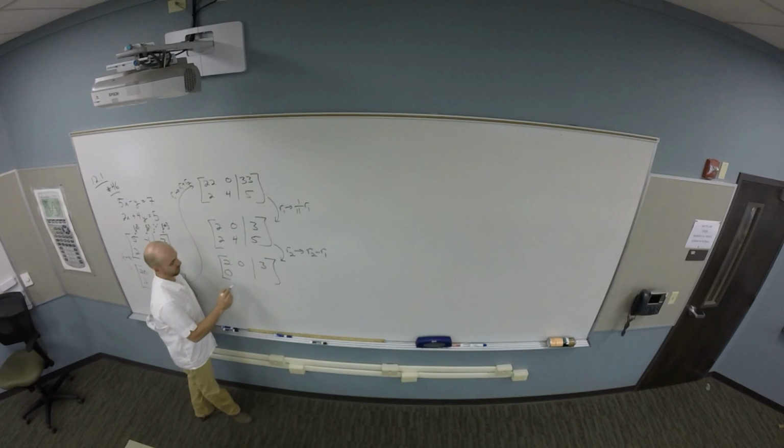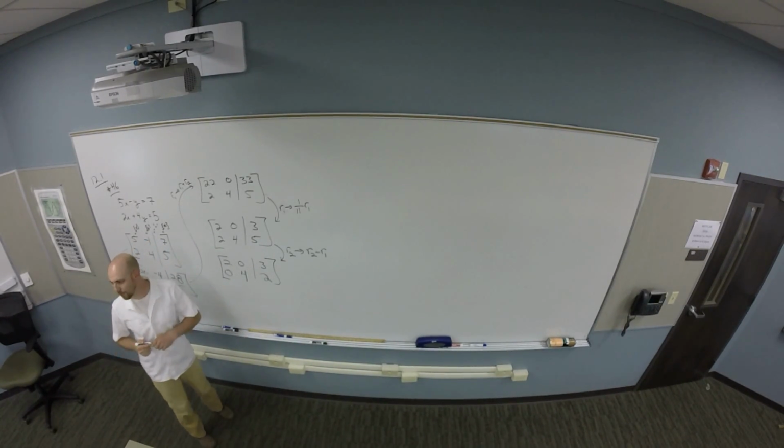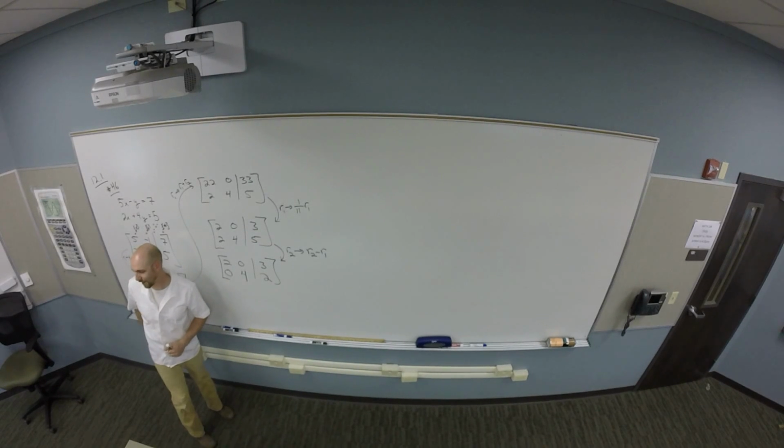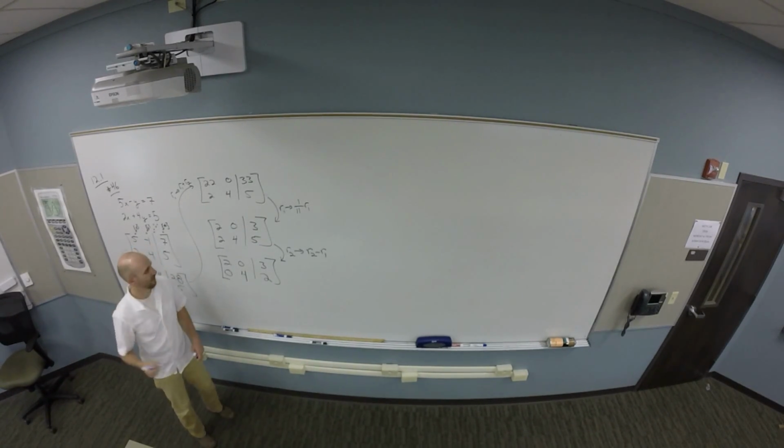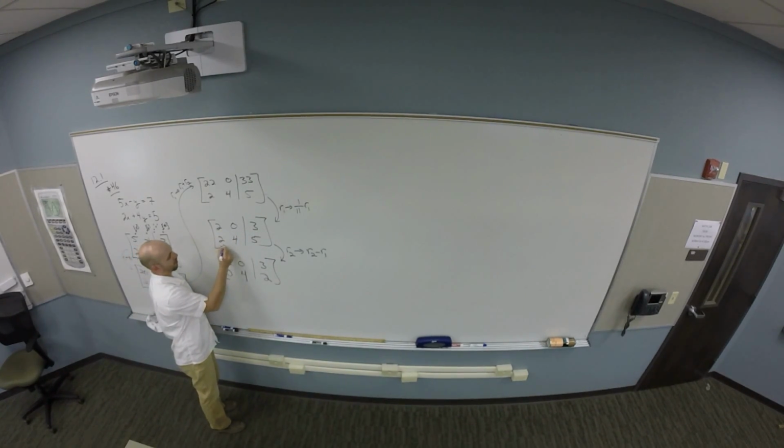0, 4, and -2. Regular 2, I think. No, why would it be? A thing you might want to help yourself with, right? is when you're subtracting, write down minus this row underneath.